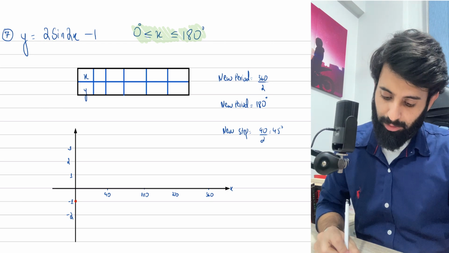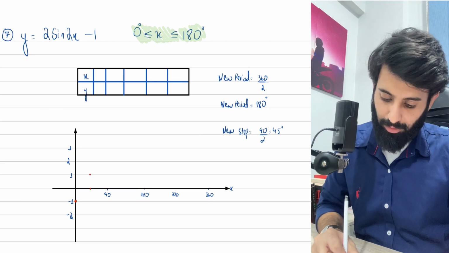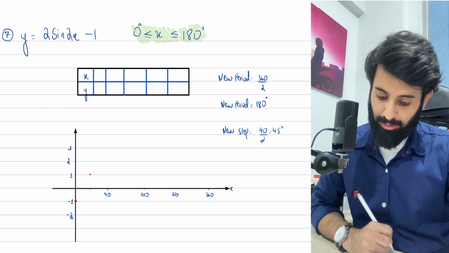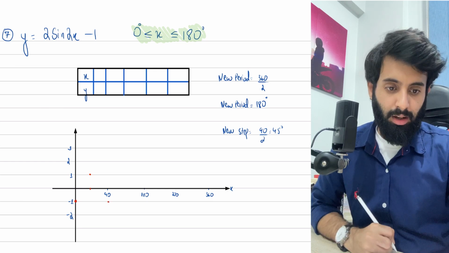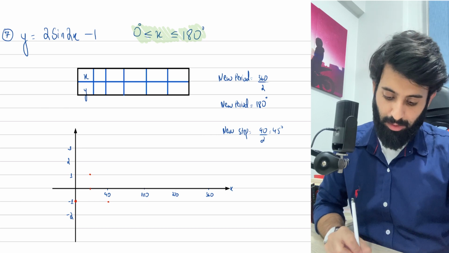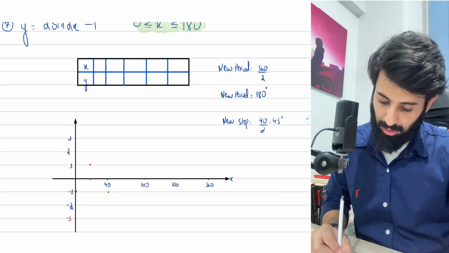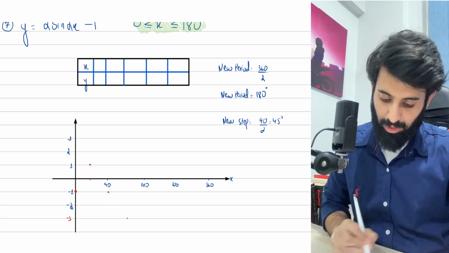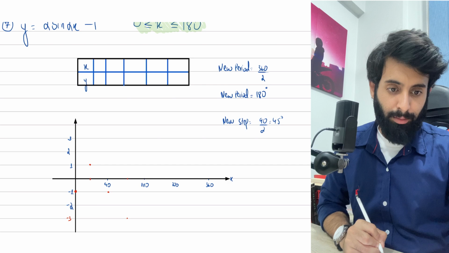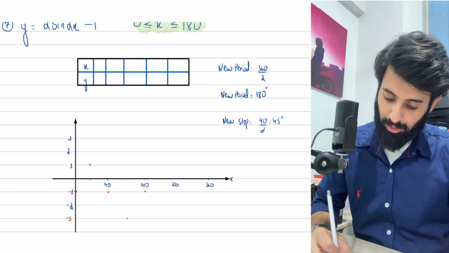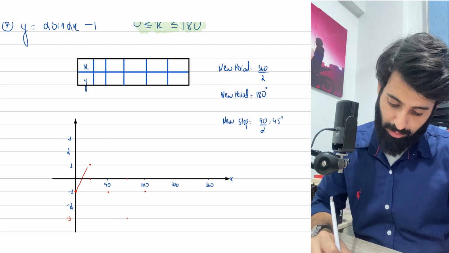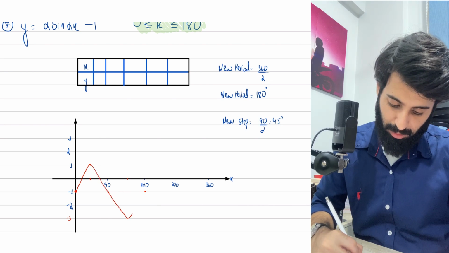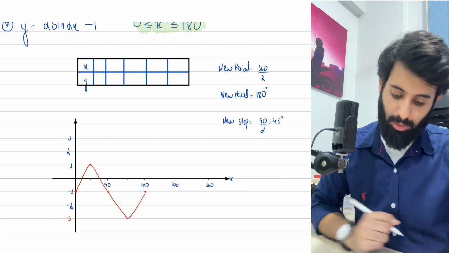So at 0 we have -1, so I'm going to switch to another color so the points are visible. At 45, okay, so I need to make a point mark for 45. We have 1. At 90 we have -1 again, and at 135 we have -3. At 135, which is in between 90 and 180, that's where -3 is at. And at 180 it's -1. So there you go, we have the graph of 2 sine 2x - 1 from 0 to 180 degrees.